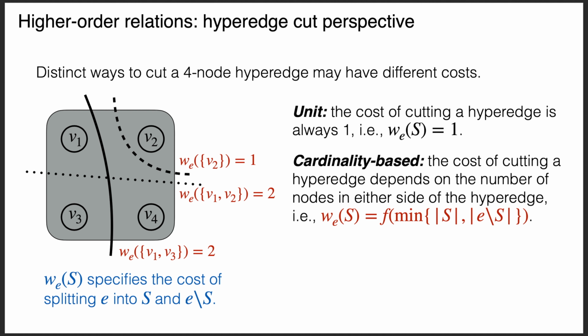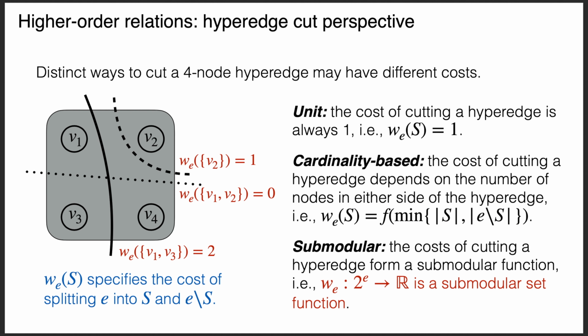Finally, the most general cut cost we're going to consider in this work is when the function is submodular. In this figure, I give you an example where the function is submodular but not cardinality based. For example, if we cut off either node v1 or v2, then we have a cost of 1. But if we want to cut off v1 and v2 together, we incur a cost of 0. This way of defining cut cost naturally encourages the separation between nodes v1, v2 and nodes v3, v4, and in some applications, it can be really useful.